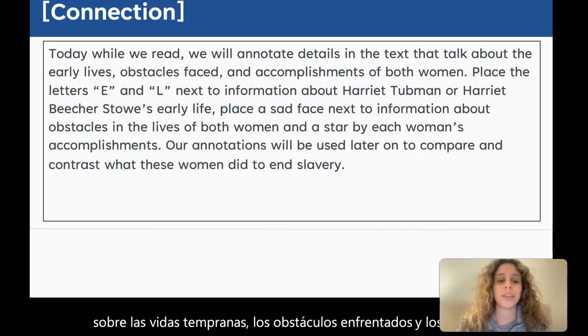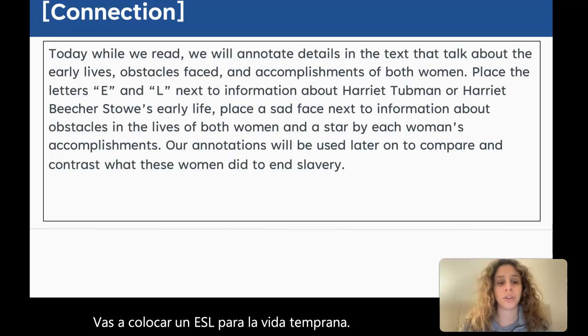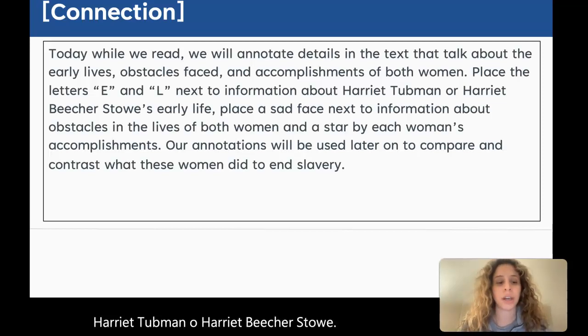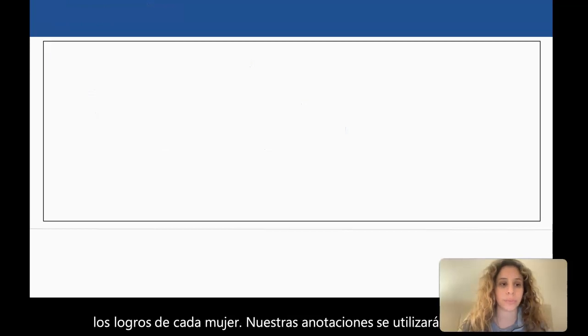You are going to place an EL for early life when you come across information about Harriet Tubman or Harriet Beecher Stowe. Next, you're going to place a sad face next to information about obstacles in the lives of both women, and a star by each woman's accomplishments. Our annotations will be used later on to compare and contrast what these women did to end slavery.